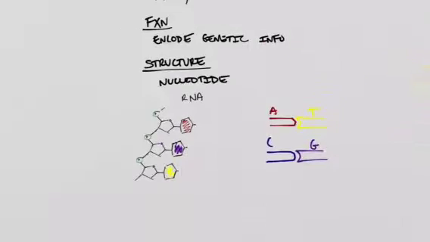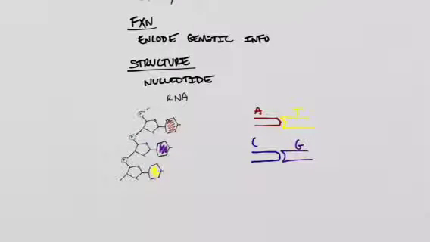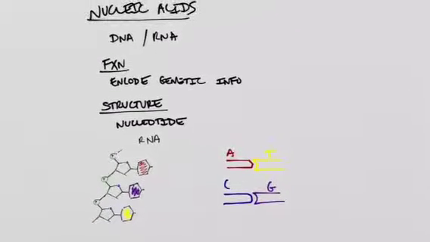RNA is almost always single-stranded. DNA is almost always double-stranded. Okay. I think that's all you need to know about nucleic acids. So let's move on to proteins.